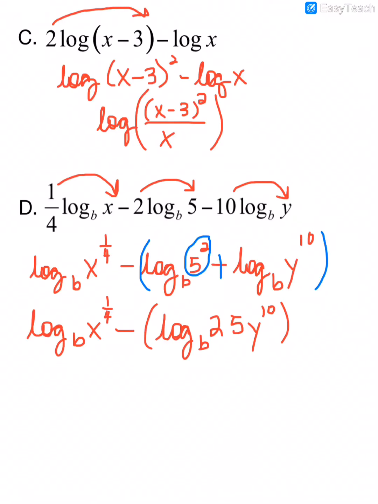So now we have to put together the first log and the second log, and they're being subtracted, so we're going to use division. Okay, so log base b of, I'm going to write it as the 4th root of x over 25 y to the 10th. And that is my condensed logarithm.